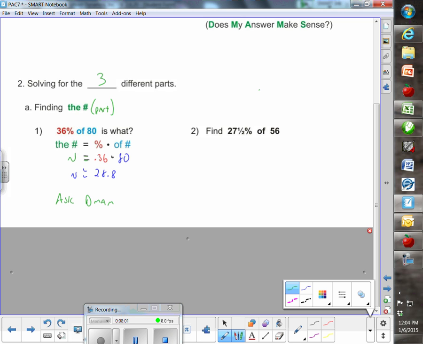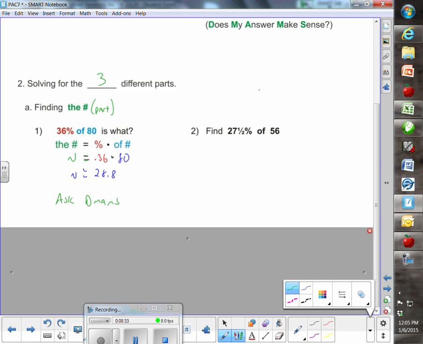Okay, so 28.8. Now I need to ask DMAMS. Does 28.8 seem reasonable to you? Well, think about the question. What would 50% of 80 be? Say it if you know it. 40. So we better be below 40. Are we below 40? Hey, so is that a reasonable answer? Yeah, it's a reasonable answer. I'm kind of happy with it. And that's all I'm talking about when I say ask DMAMS. Just try to find something similar that'll help you to know.